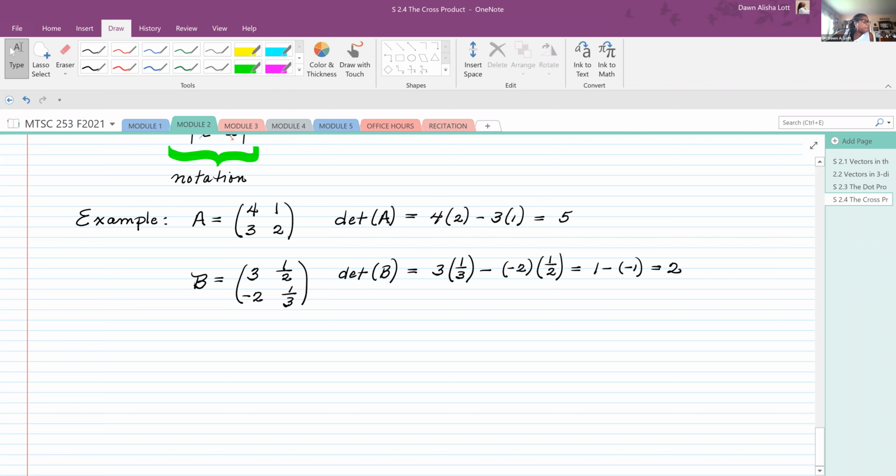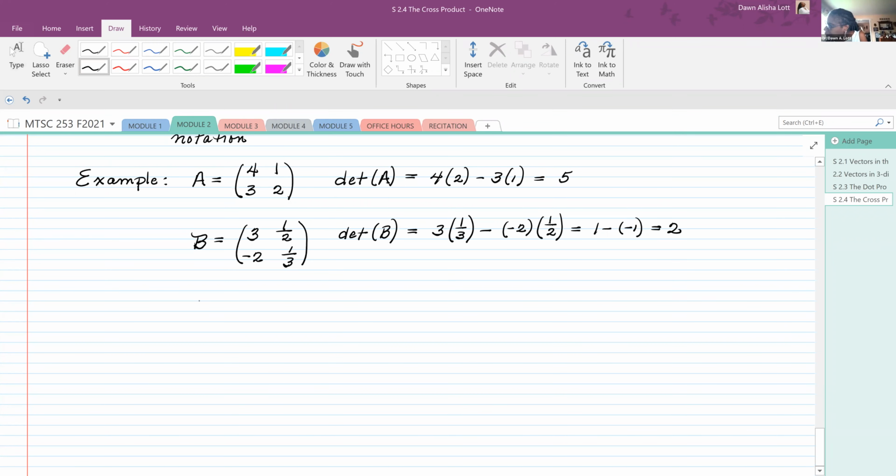Okay. So now if C is equal to U1, U2, V1, V2, then the determinant of C becomes U1 V2 minus U2 V1. Okay, so that is the determinant of that matrix.